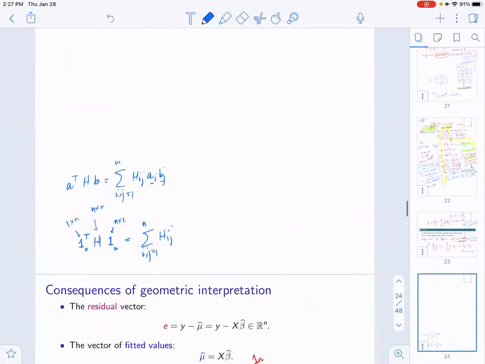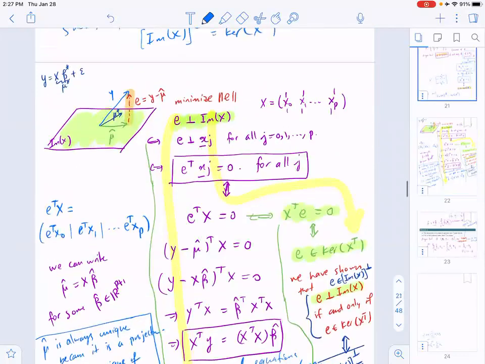So yeah, I was finishing this. Another vector in this image is mu hat. Mu hat itself is in the image, so E has to be orthogonal to mu hat as well. So that's another consequence.